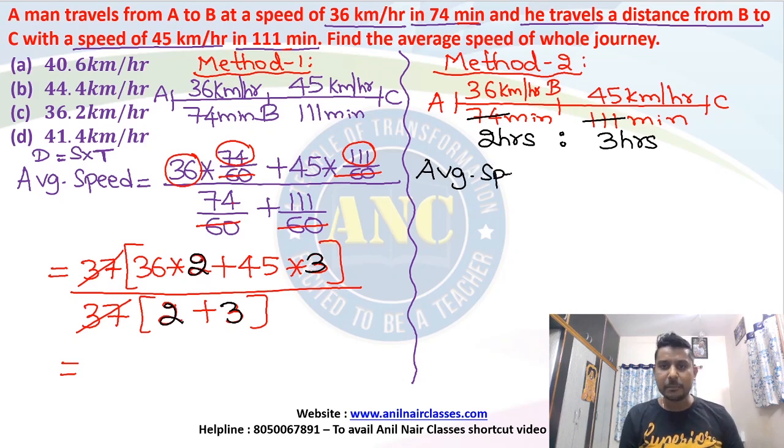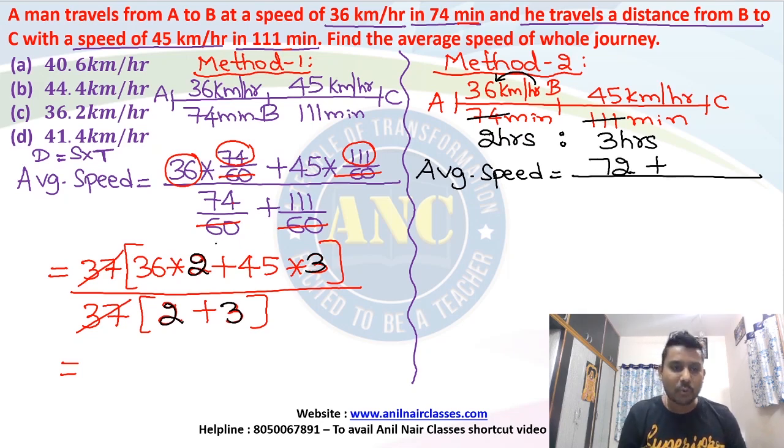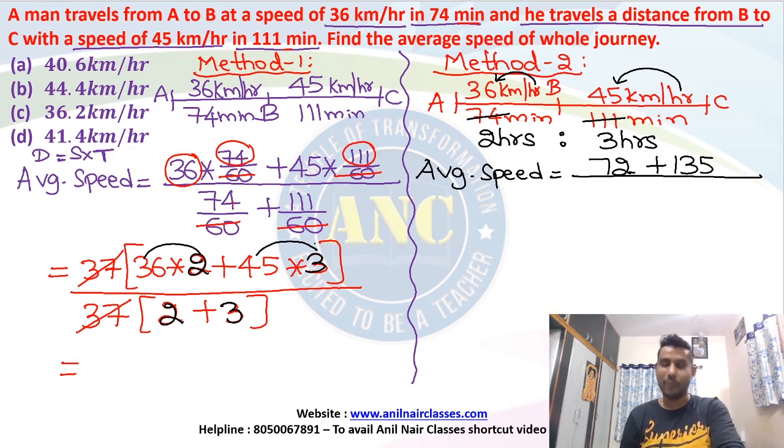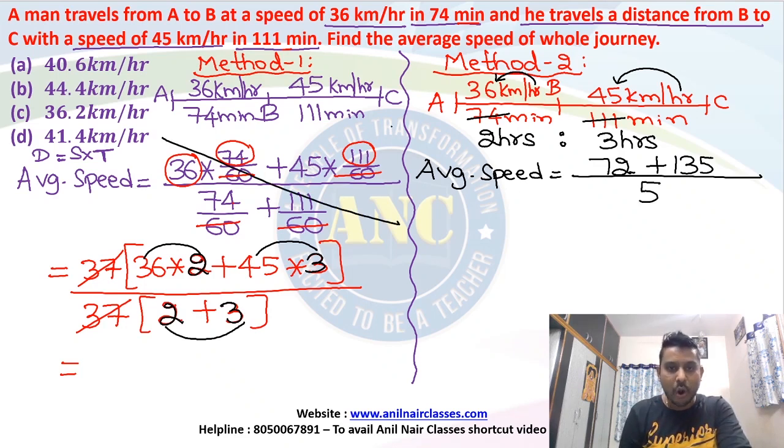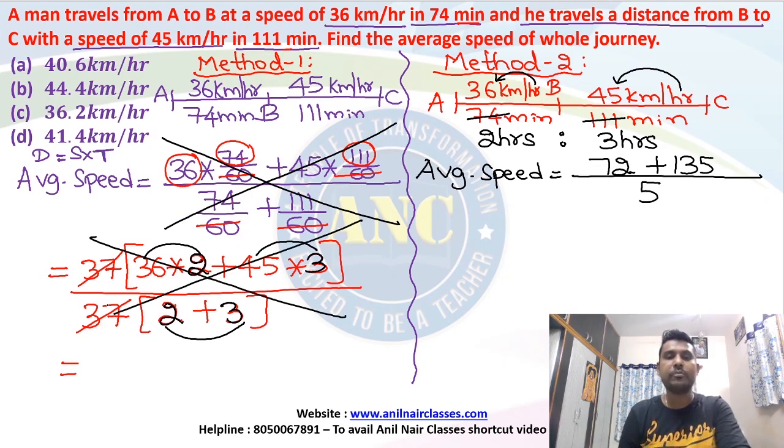So average speed can be easily calculated as, in total distance, in 1 hour it will cover 36, in 2 hours it will cover 72. This 72 is nothing but what you got as 36 into 2 in method 1. Next, in 1 hour it will cover 45, in 3 hours it will cover 45 into 3, which is 135. This 135 is nothing but 45 into 3, what you got in method 1. And total time is 2 hours plus 3 hours, exactly what you wrote here also. It is 5 hours.